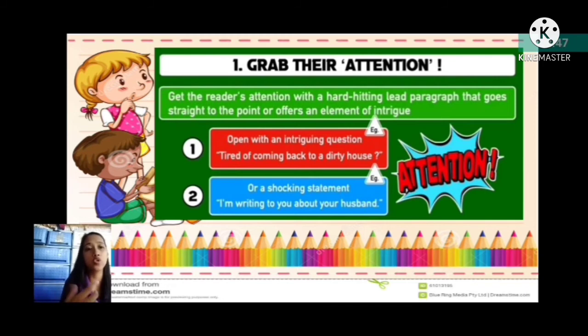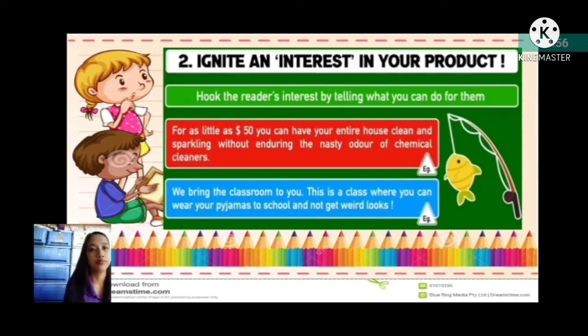So the most common way is using a question, but that is a little overused. A better way is to start with a shocking statement.